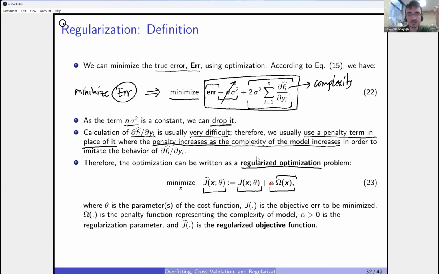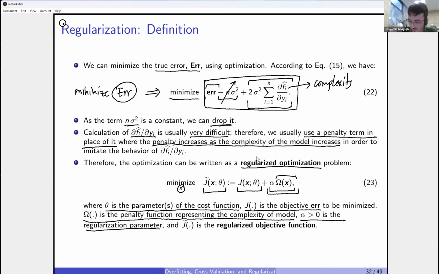Alpha is just a weight, a positive scalar. Theta is the parameters of the cost function, the learnable parameters of the algorithm. J is the objective cost function, which is the empirical error to be minimized. Omega is the penalty function representing the complexity of the model. Alpha is the regularization parameter. It's greater than 0. It's positive. It's a scalar. This alpha is called the regularization parameter.